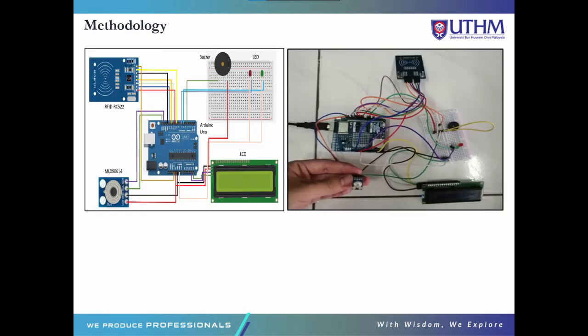Next, the figure on the left is the wiring diagram that shows the physical connections between the IoT components in the prototype. 6 components are included in the figure, which are Arduino Uno, RFID module, contactless body temperature sensor, LCD, buzzer, and LEDs. The connections between the components are shown by using different colors of line. And the figure on the right shows the hardware setup of the contactless body temperature scanner.